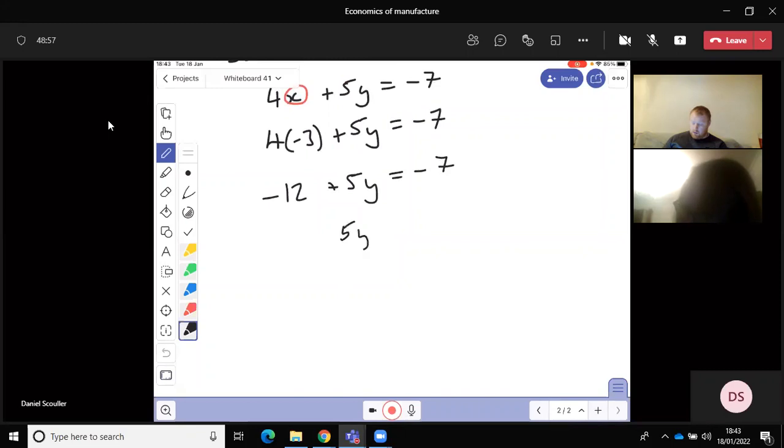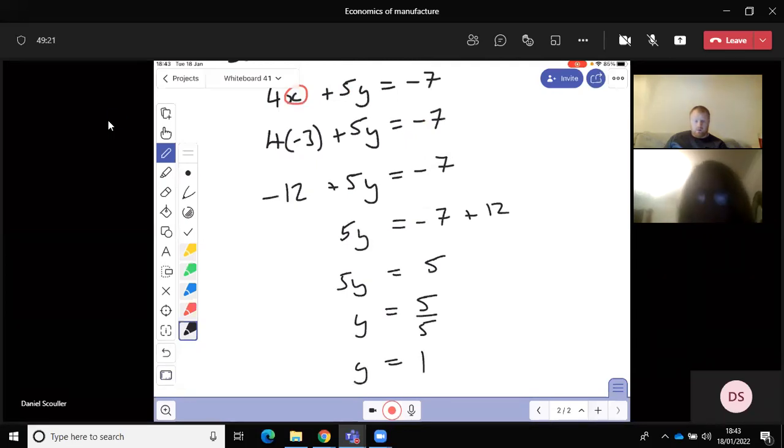We want to isolate y, so we want to get rid of that negative 12 over to the other side. Flipping the side flips the sign. Y is equal to 1.